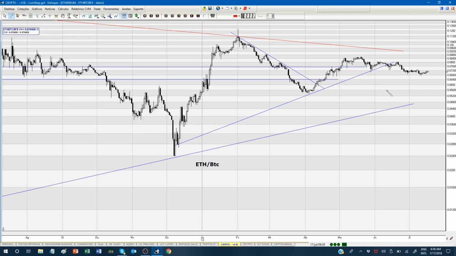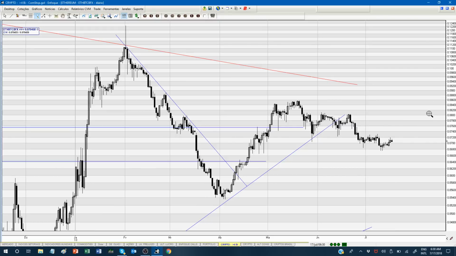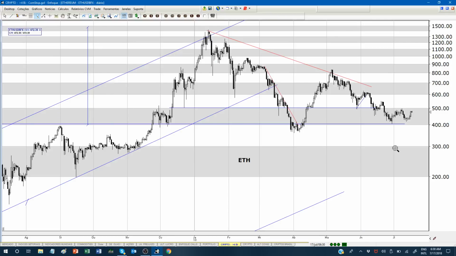So Ethereum in Bitcoin, let's have a look at the whole picture. We're far away from both the resistance line and the support line. But looking at this accumulation here, it looks like a rectangle or a downward flag. So I think we're coming further down to the next support level, which is at 0.064.